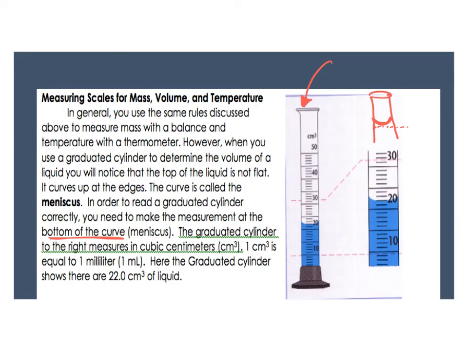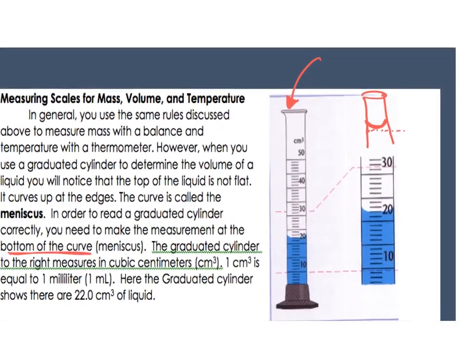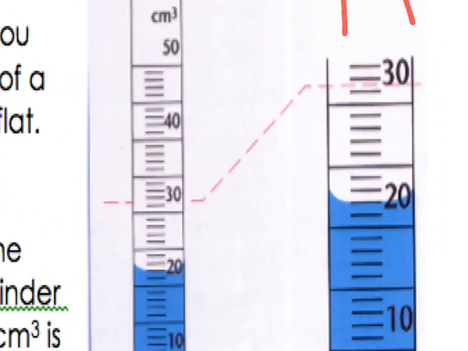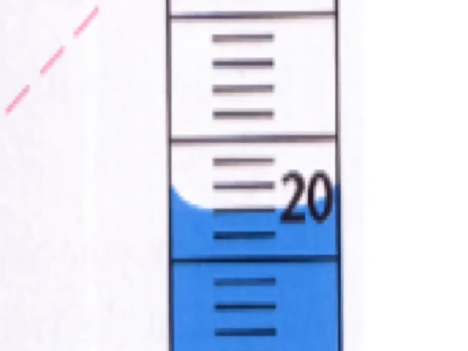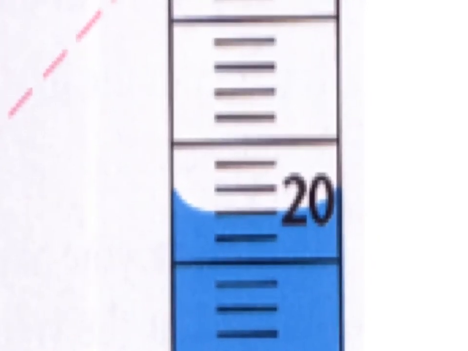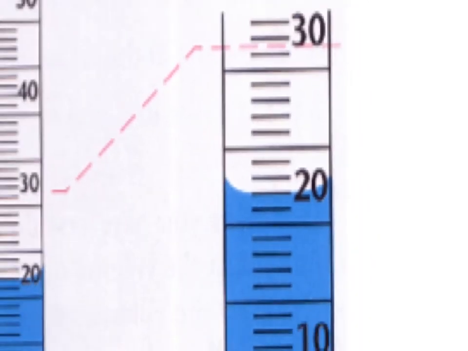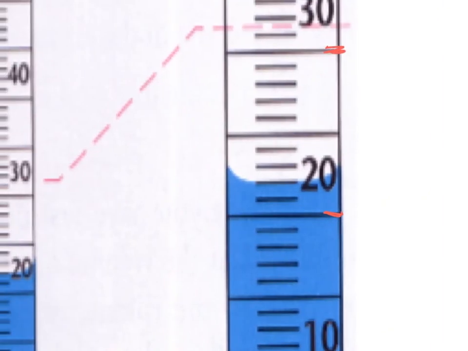All right? So the graduated cylinder to the right over here measures in cubic centimeters. And so I'm going to look at this and I'm going to go, okay, this is 20. This is 30. So I'm going to say this is 20.